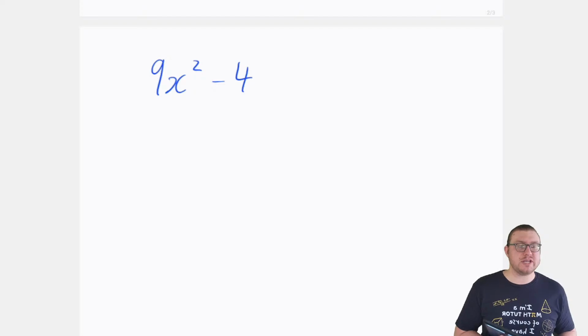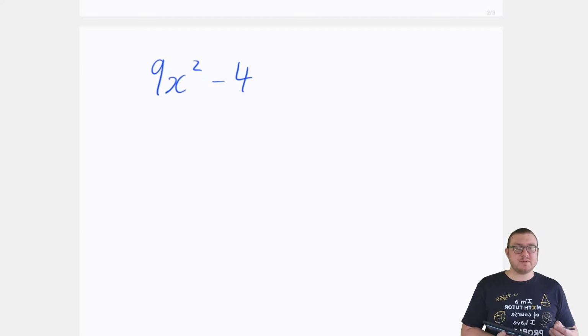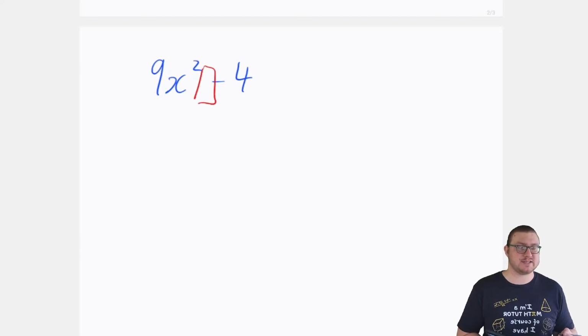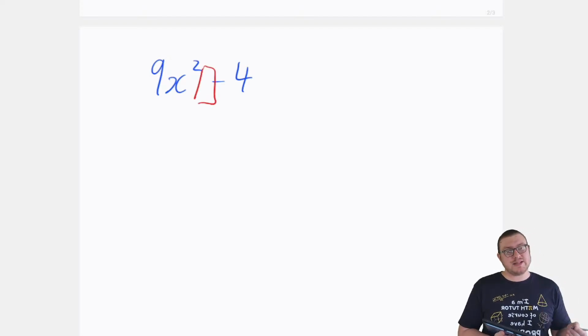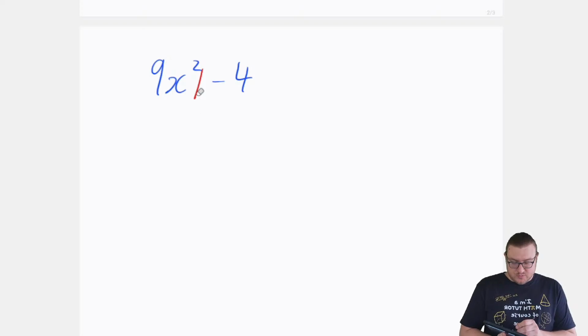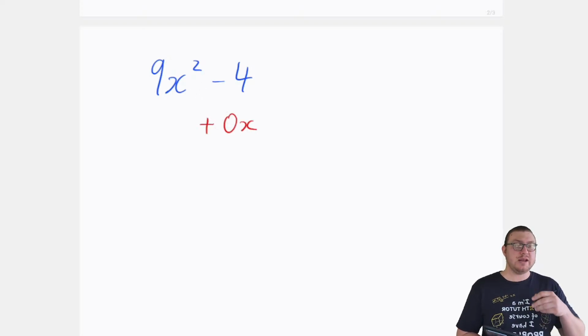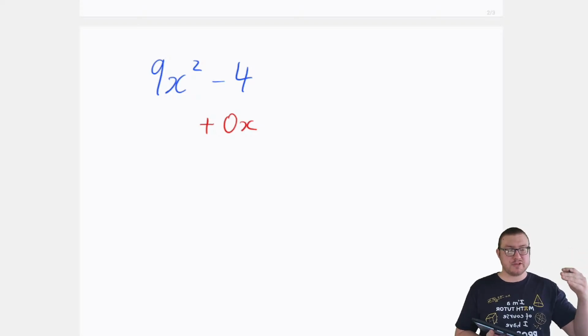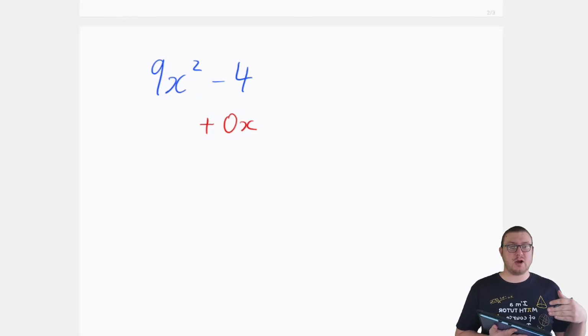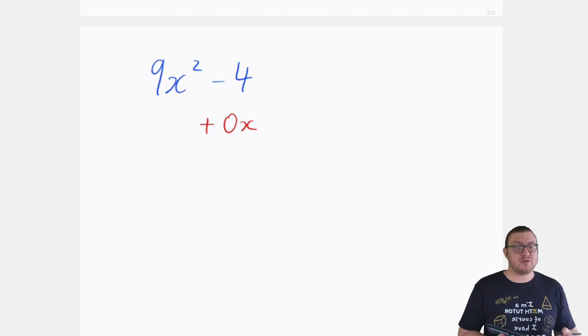So what do we do here? Can we use the same strategy that we have used before? No, we can't, because the number in the middle is not existent. Well, that's not quite true, because we could have plus 0x in the middle. And if you actually wrote this out and went through the same steps, you can work it out the same way. But there's actually a really easy way of doing this in one step.